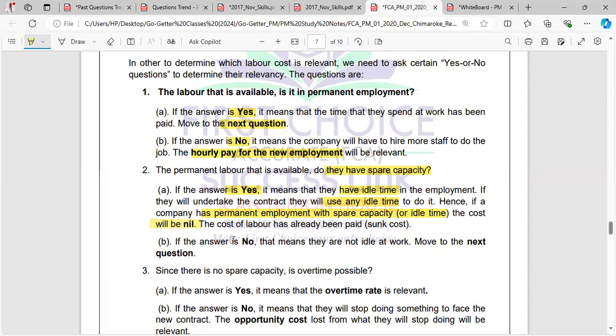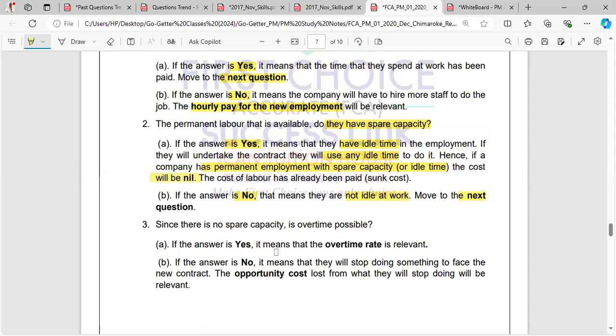Now, what if the company has no spare capacity? What if the people have no spare capacity? That means they don't have idle time. It means that the only time they have is their break time and closing time. So they don't have idle time. You move to the next question. Now, in the next question, because they don't have spare capacity or idle time, you'll be asking, is overtime possible?